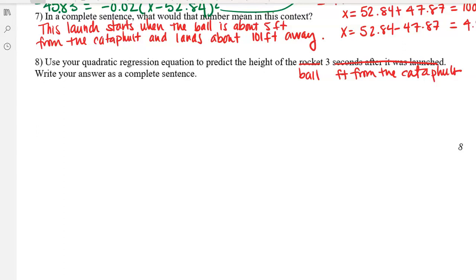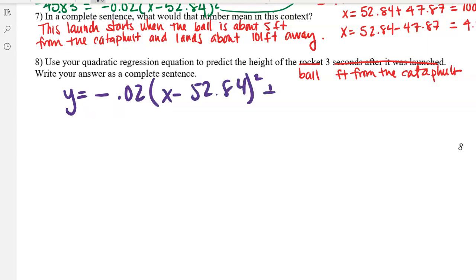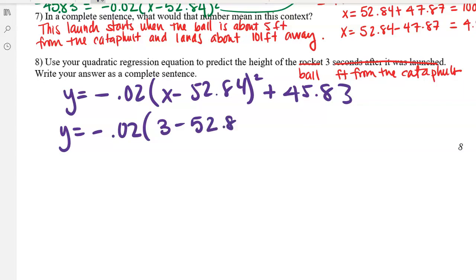Go ahead and use your regression equation. Since my regression equation is all the way above, Brad, what's the regression equation again so I know what to plug in? Y equals negative 0.02 times X minus 52.84 squared plus 45.83. Perfect. Every time we see an X, we are going to plug in 3. All right, let's do it. Y equals negative 0.02 times 3 minus 52.84 squared plus 45.83. All right, just want to do one step at a time, okay?